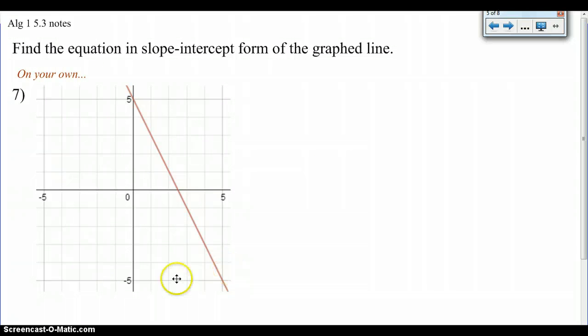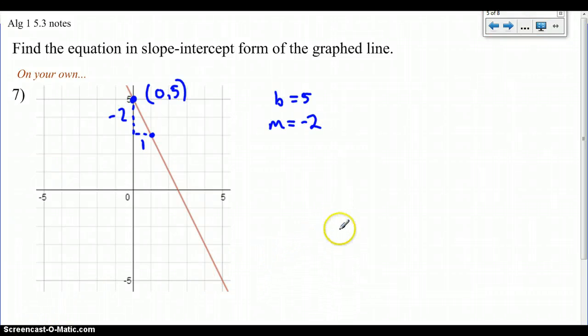All right, why don't you pause the video and do number 7 on your own. Okay, on number 7, I found the y-intercept to be positive 5, the slope to be negative 2. So that gives us an equation of y equals negative 2x plus 5.